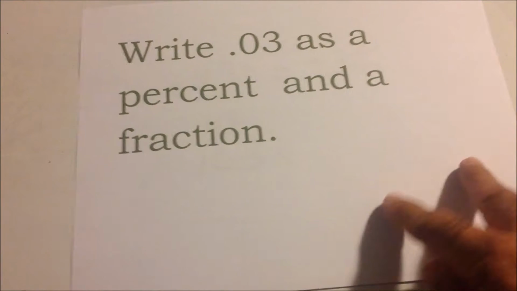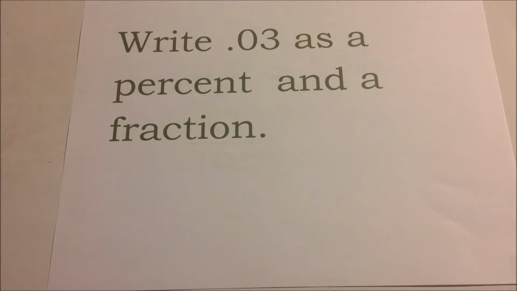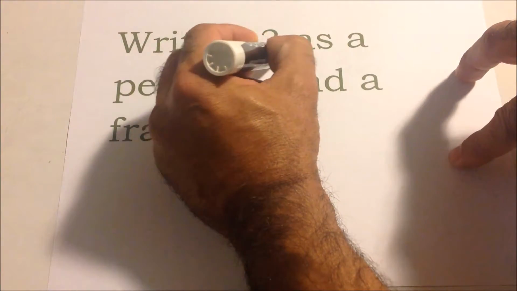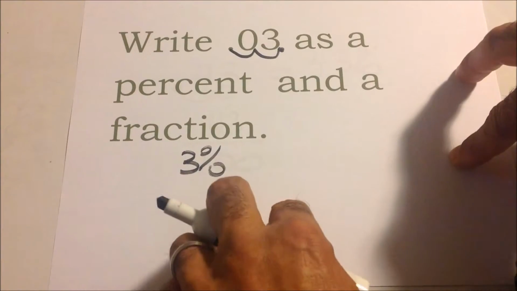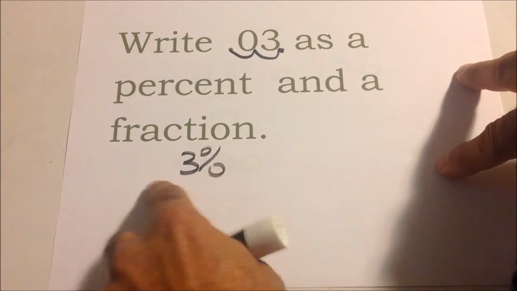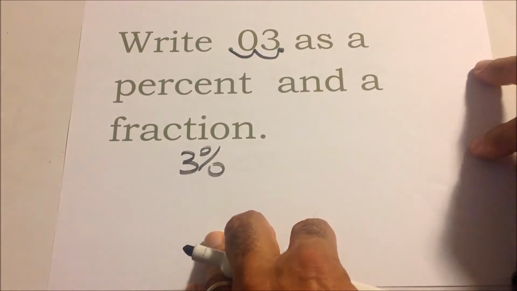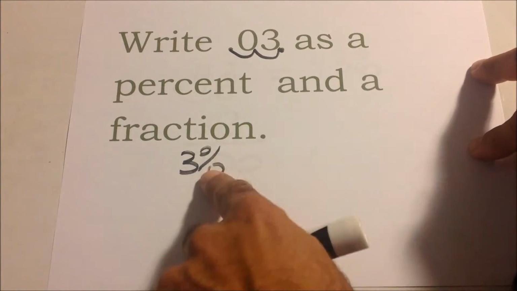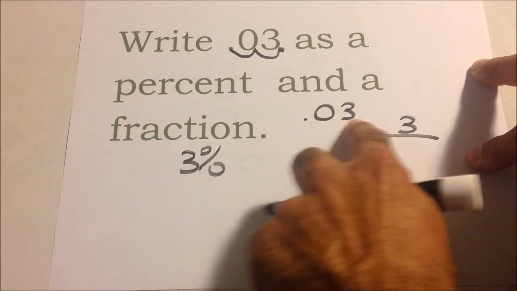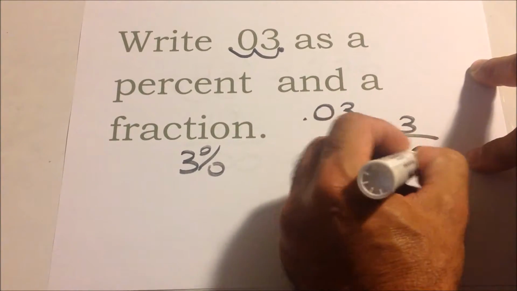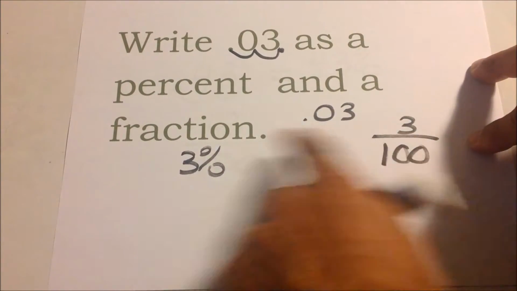Try this one. Write 0.03 as a percent and a fraction. Okay? So by now, you know, we just move it twice. 1, 2. 3%. You wouldn't say 0.3%. That doesn't make sense. So it's 3%. Now, what about the fraction? What's 0.03 as a fraction? It's 3, and what's the place value? It's in the hundredths place. 3 hundredths, 3 over 100.